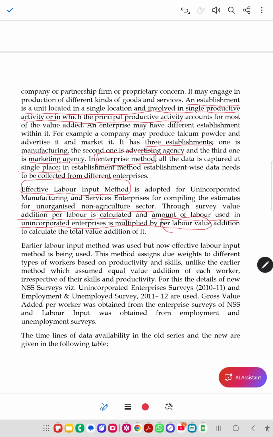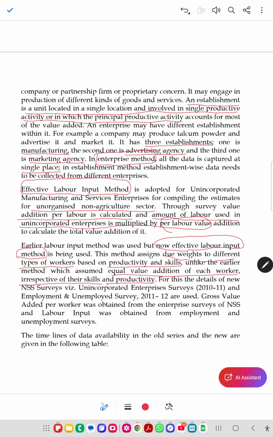Earlier the labor input method was used, but now the effective labor input method is being used. This method assigns due weight to different types of workers based on productivity and skills, unlike the earlier method, which assumed equal value addition of each worker irrespective of their skills and productivity.